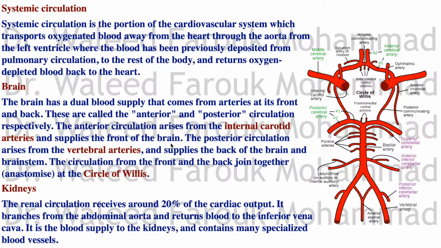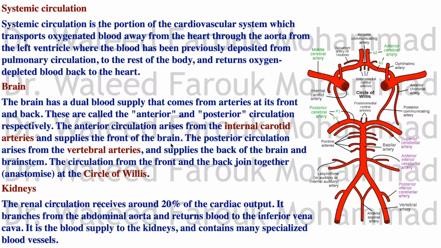Now, to talk about the systemic circulation, it's the part of the cardiovascular system that transports oxygenated blood away from the heart, of course, through the left ventricle to the rest of the body, and returns oxygen depleted blood back to the heart. The brain, as an organ, takes a share from this circulation. And actually, there are double systems to supply the brain. It's called the carotid system and the vertebro-basilar system.